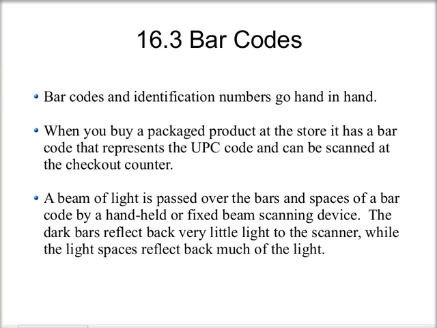The barcode consists of bars and spaces, and the computer reads it by passing a beam of light over the barcode. The dark bars reflect back very little of the light, while the light spaces reflect back a lot of the light so that the computer can see the bars and spaces.